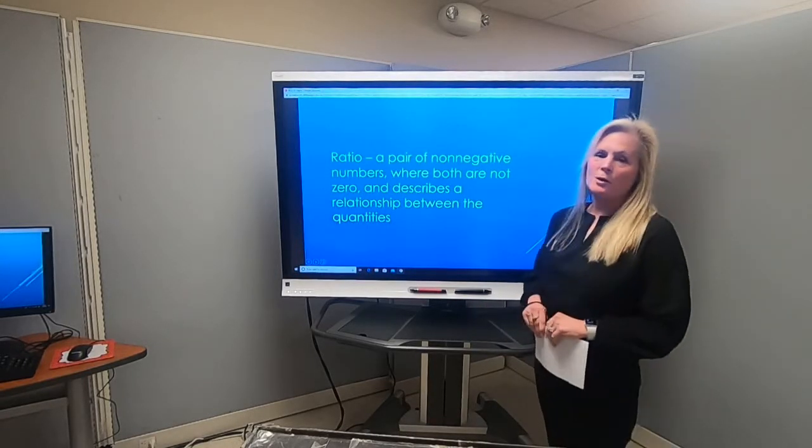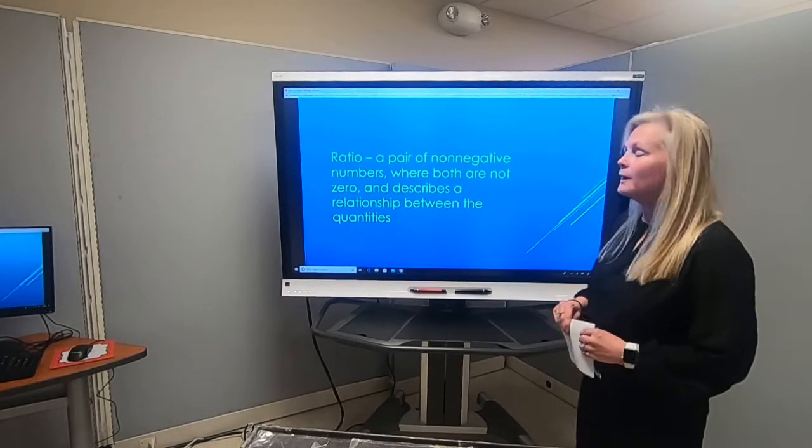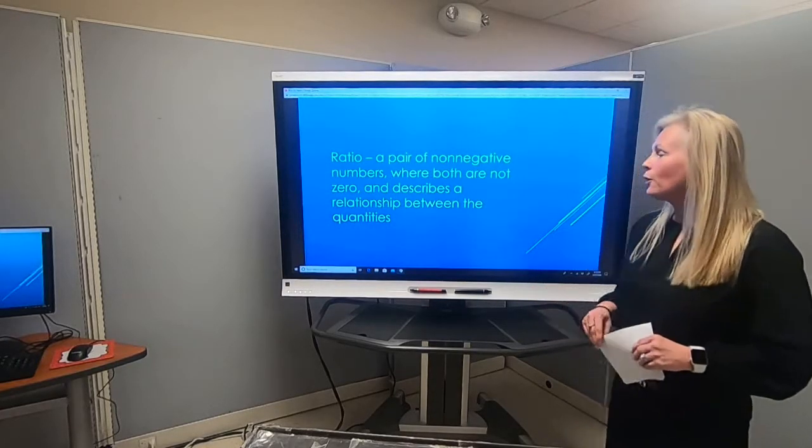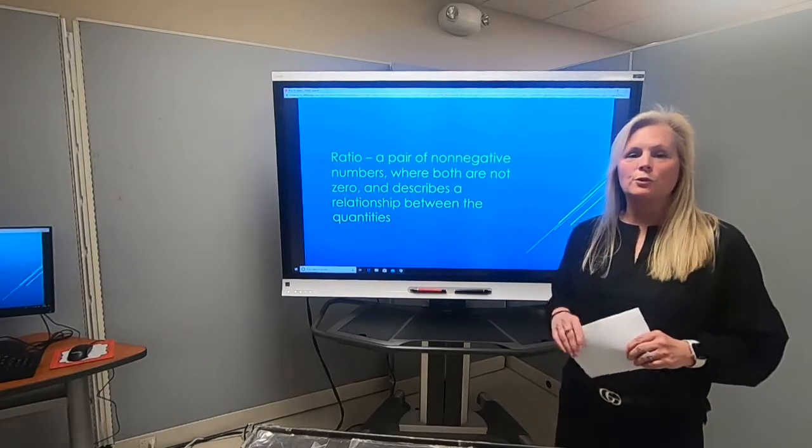First thing I want to do is talk about the definition of a ratio. A ratio is a pair of non-negative numbers where both are not zero and describes a relationship between the two quantities.